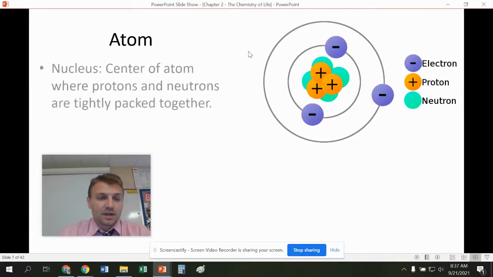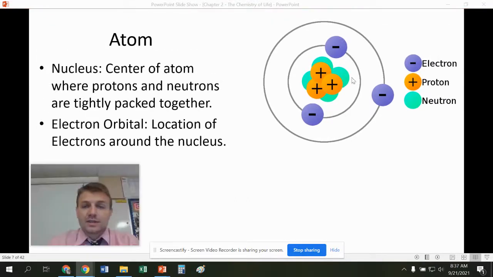You can see here, I'm going to bring up more notes. There we go. The nucleus, again, has the protons and neutrons. They're tightly packed together and they're very dense. And the electron orbitals, this is where the electrons are. This image isn't the best image to use for an atom. I still use it just to talk about it because a lot of people think then the atom is very large and like the nucleus is very large.